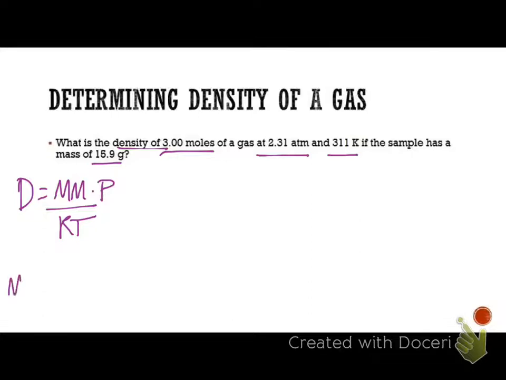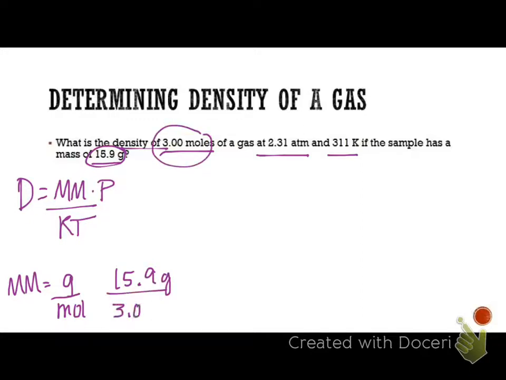Because remember, molar mass is equal to grams per mole. And they gave us grams, 15.9 grams, and they gave us moles of 3.0 moles. So we can figure out molar mass based on the fact that they gave us grams over moles. When we do 15.9 divided by 3, we get 5.30 grams per mole. So now we have a molar mass that we can plug in. So let's go find out what our density is.